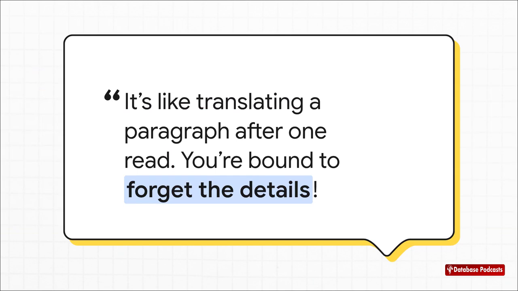I mean, think about it like this. Imagine I asked you to translate a really complex paragraph after only letting you read it once. You'd probably remember the general vibe, right? The main point. But you would almost certainly forget some of the finer details, the exact order of things, which adjective went with which noun. That is exactly the problem the decoder was facing. It was working from a really fuzzy memory.